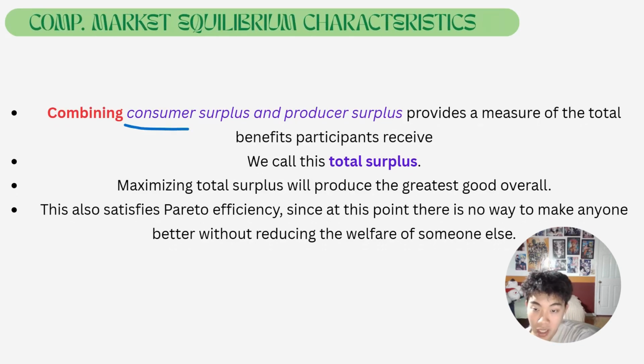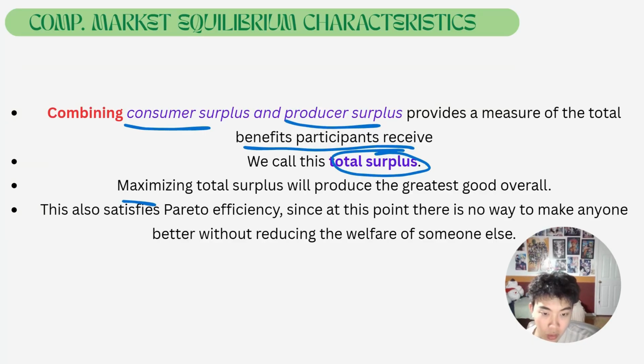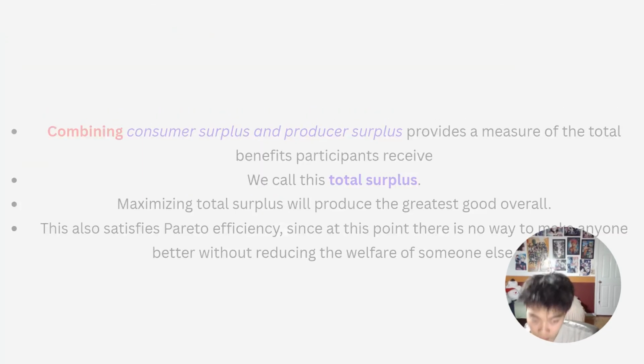Now, if we combine consumer surplus and producer surplus, we get total surplus, and it's the measure of total benefits participants receive. So when we maximize total surplus, we also produce the greatest good overall. This satisfies Pareto efficiency, since at this point there's no way to make anyone better off without reducing the welfare of someone else.